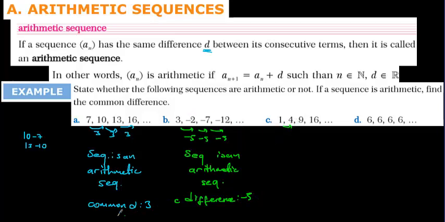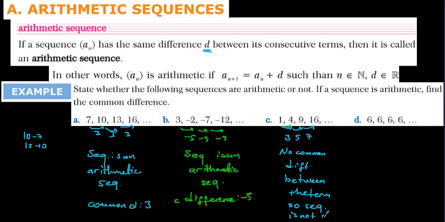Here, as you see, the difference between the first terms is 3, the next difference is 5, and the next is 7. All the differences are different, there is no common difference between the terms. So the sequence is not arithmetic.